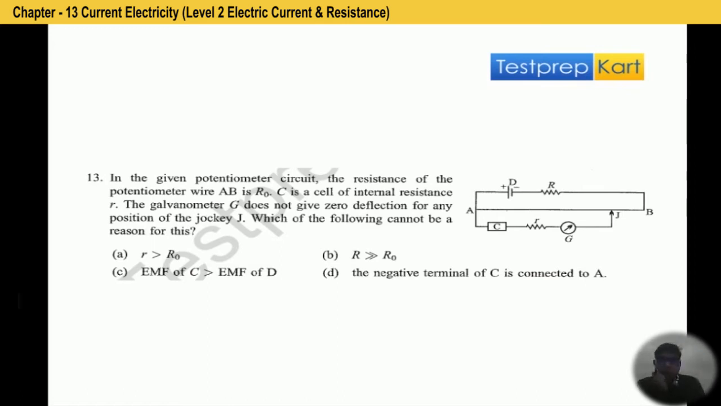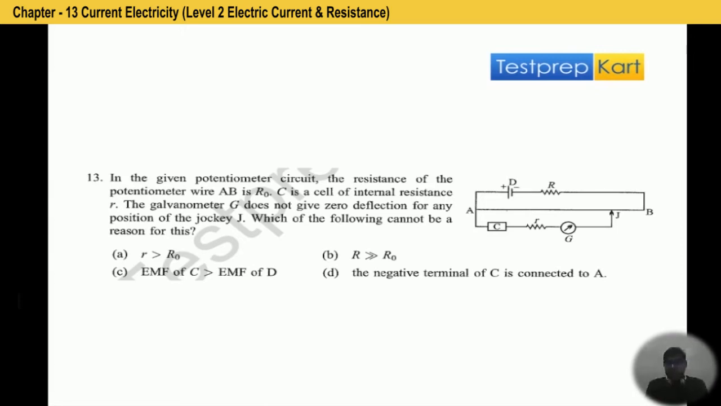In the given potentiometer circuit, the resistance of potentiometer wire AB is R0. C is the cell of internal resistance R and G is the galvanometer. The galvanometer does not give zero deflection from any position of the jockey. Which of the following cannot be the reason for this?